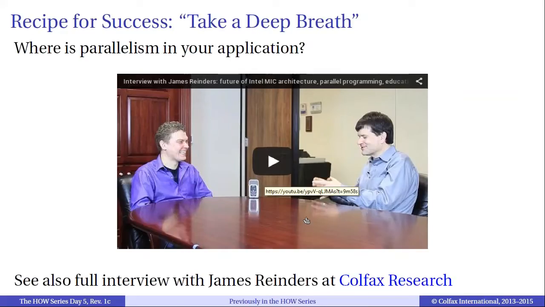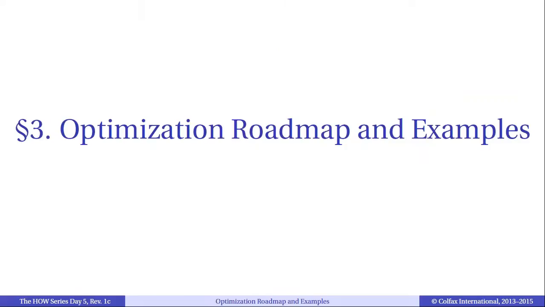Click this link if you have the slides later, and here James Reinders gives his take on how to approach finding parallelism in your application. Sometimes you will find that you may need to restructure the order in which you do operations so that you can have parallelism.